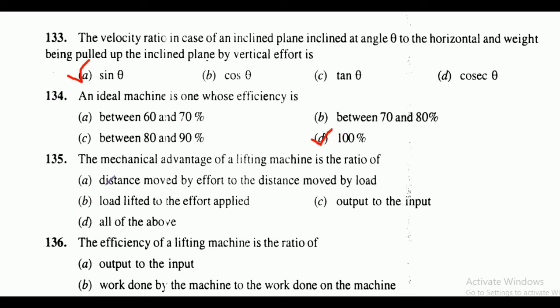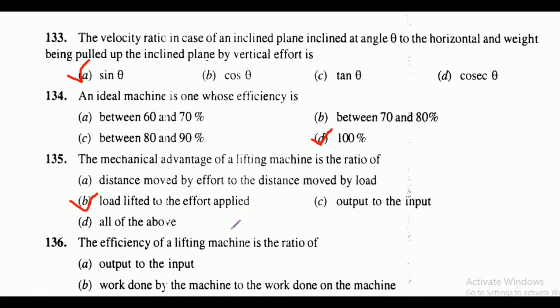Next is, the mechanical advantage of a lifting machine is the ratio of, options are distance moved by effort to the distance moved by load. Option B is load lifted to the effort applied. Option C is output to the input, and option D is all of the above. And here correct answer is option B, that is load lifted to the effort applied.